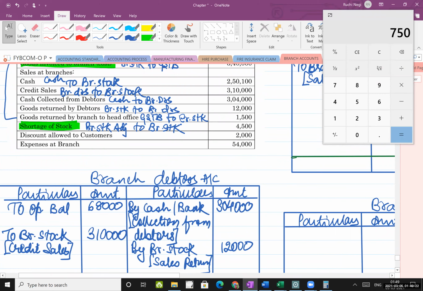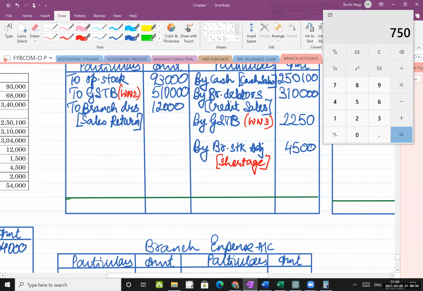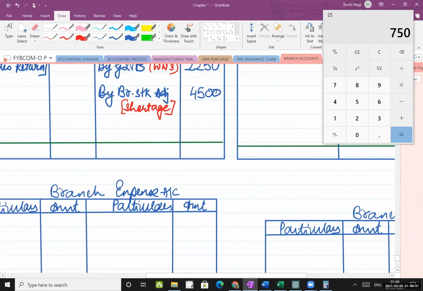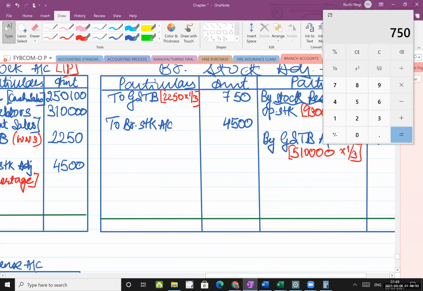Shortage of stock. Generally they should give closing stock, but the closing stock has not been given. Okay, second effect of shortages here. Here, shortage.